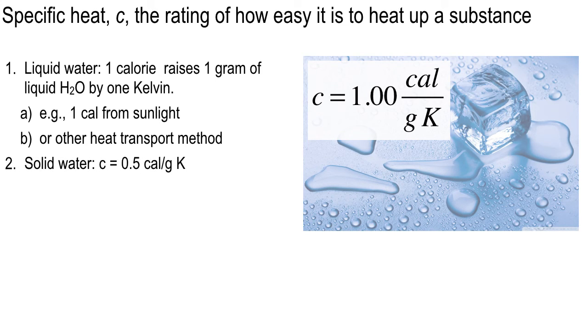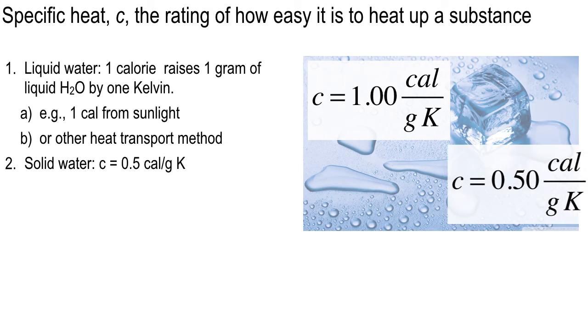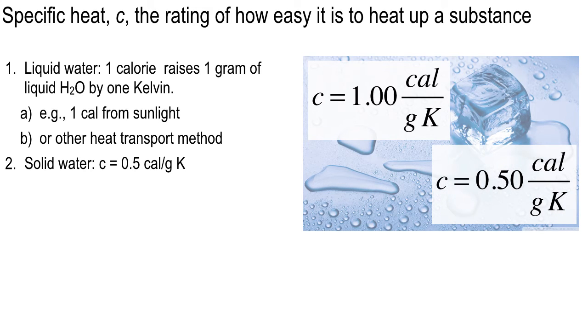All right. Now, solid water, in other words, water ice, has a different property. It's a crystalline substance. It's strongly bonded together. So it doesn't heat up the same. In fact, it takes 0.5 calories per gram Kelvin to heat up, for the specific heat of ice. So if you have a gram of ice and a gram of liquid water, to raise it by one Kelvin, for the liquid water it takes one calorie, but for the ice it takes 0.5 calories.